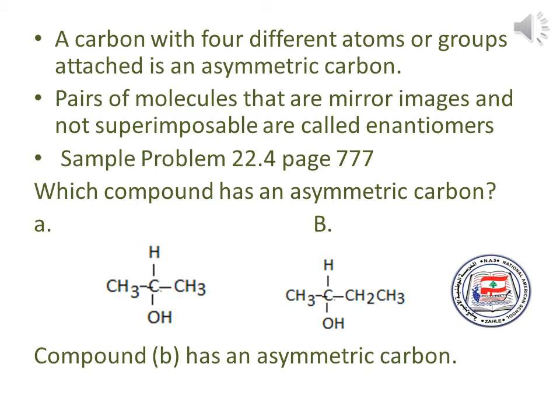So let's start sample problem 22.4. Which compound has an asymmetric carbon? Part A. The central carbon in compound A has two CH3 groups attached, so the carbon is not asymmetric. Part B. There are four different groups attached to the central carbon, so compound B has an asymmetric carbon.